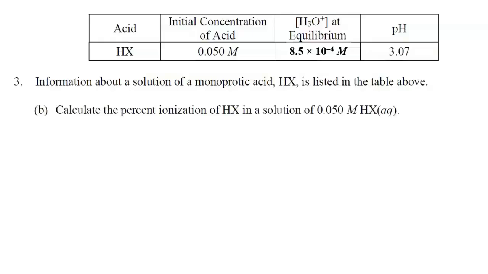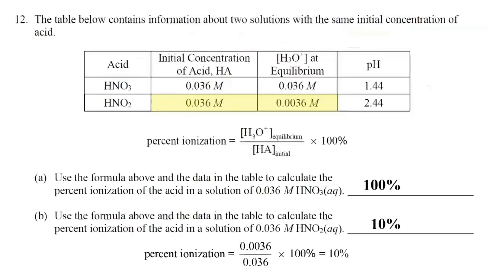So if you forgot the definition of percent ionization, I will show you. I had presented this in an earlier video on weak acids. And so here you can see on this slide that the definition of percent ionization of an acid is the ratio of the concentration of hydronium, or H+, at equilibrium, divided by the initial concentration of the acid, and then times 100.